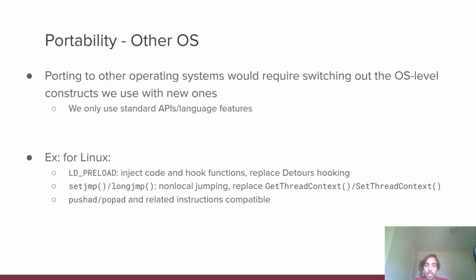We would use setjmp and longjmp instead of using GetThreadContext and SetThreadContext that we use to jump back, and pushad and popad and related instructions are all compatible, so we don't have to change any of our assembly.